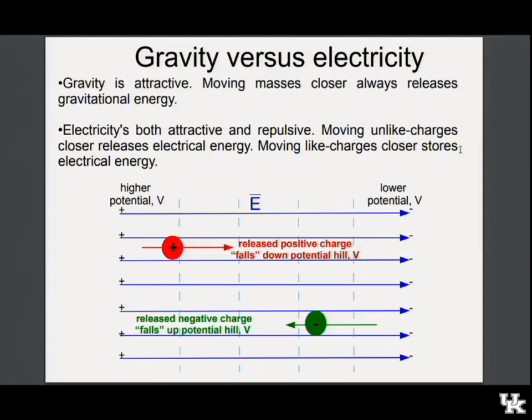Negative charge, if I put it over here on the right, it's going to be repelled by this negative plate. It's going to be attracted by this positive plate. It's actually going to be attracted over here towards the left. It's rolling up the electrical potential hill. So when a negative charge is released and just goes where it wants to go because it's being pushed by an electrical force, it actually rolls up the potential hills rather than down the potential hills.